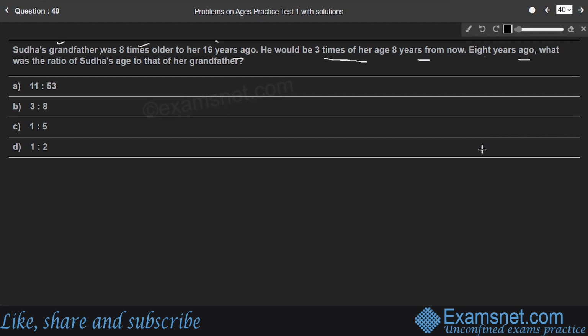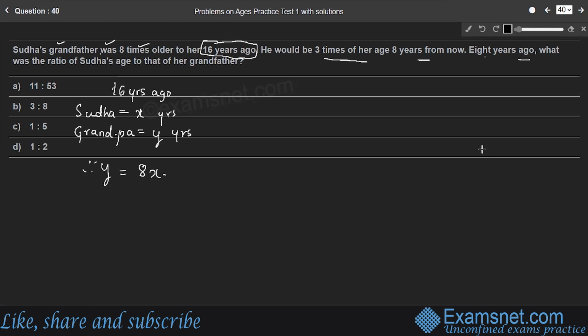So here, 16 years ago, we'll consider their ages as X and Y respectively, right? So let Sudha's age be X years, and her grandfather's age be Y years. It is given that Sudha's grandfather was 8 times older to her. That means Y is equal to 8 times X. So grandfather's age was 8 times Sudha's age.